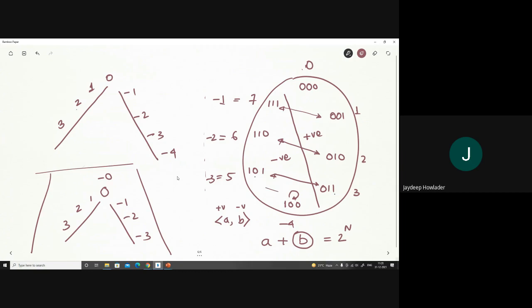Clear? So doing these things, what advantage are we getting? We are able to distinguish the negative 0 and the positive 0. Instead, I am getting a single 0, then plus 1, plus 2, 3, and minus 1, minus 2, minus 3, and minus 4. Clear? Yes, sir. So now how will the sign be determined?